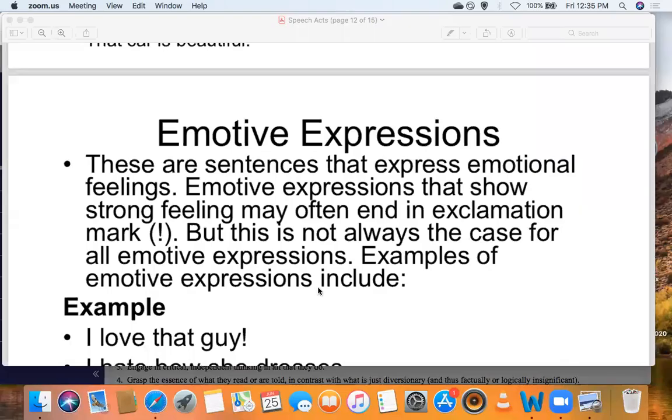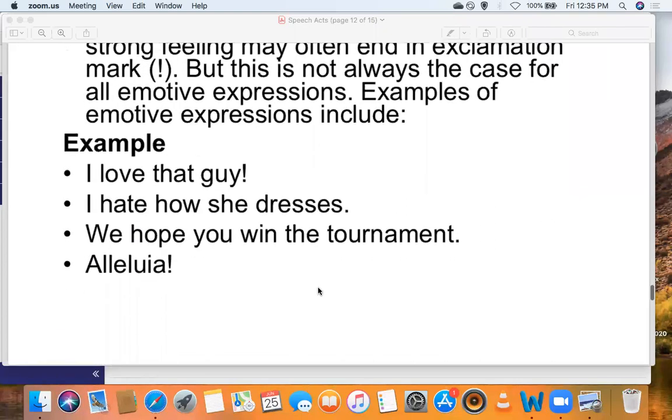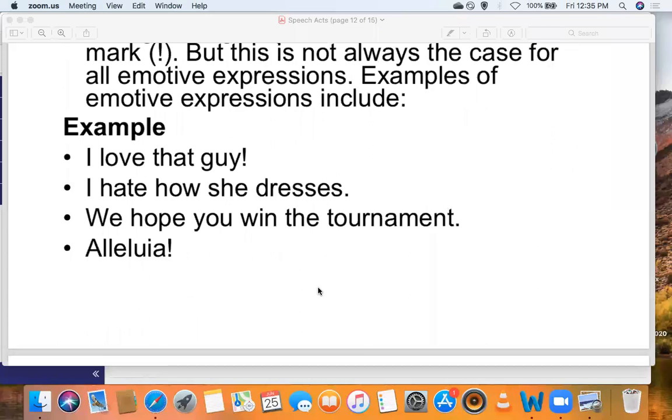Okay. So emotive expressions are sentences that show strong feeling, sentences that express feelings. Some of those that show strong feelings may often end in an exclamation mark, but it's not always the case for all emotive expressions. Examples of emotive expressions include I love that guy, I hate how she dresses, I hope you win the tournament, or even hallelujah.